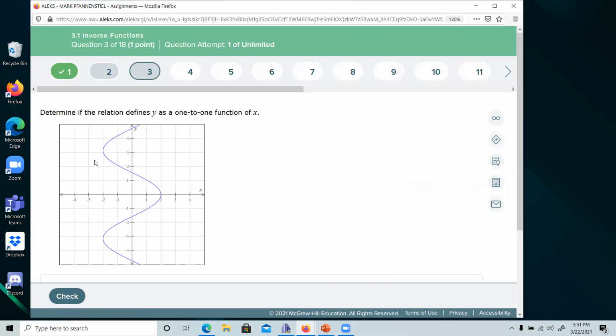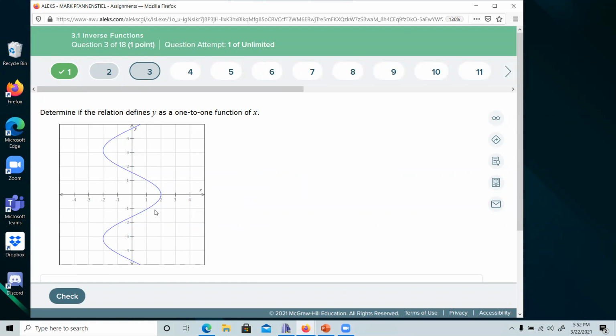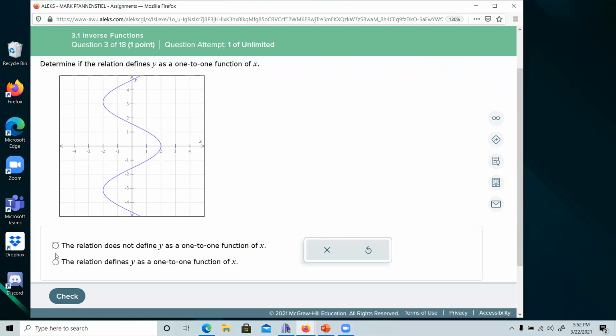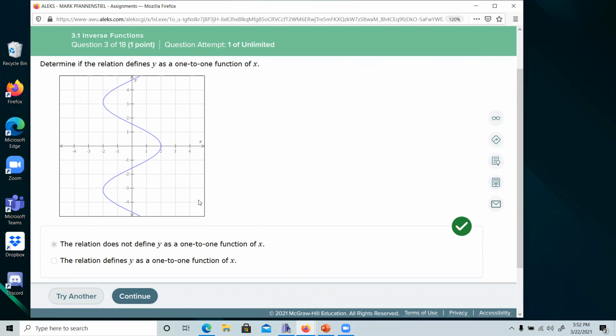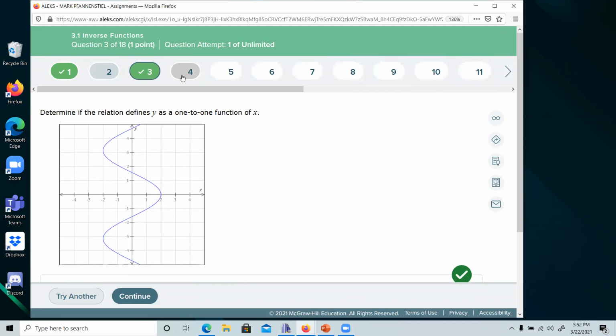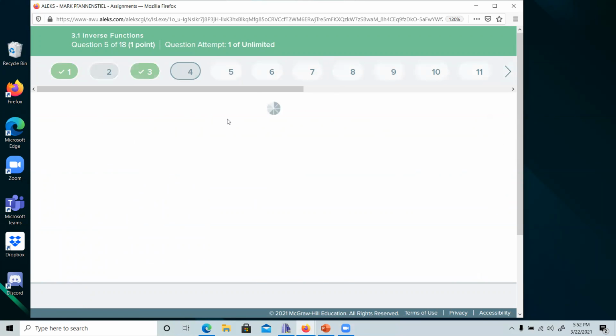Okay, I want to see this one. Determine if the relation defines y as a one-to-one function of x. It's not a function, is it? Because it fails the vertical line test. So I don't like that, because this does not define y as a one-to-one function of x. I mean, it is one-to-one. I wonder what they're going to say. I'm going to say it does not, because it's not a function. Oh, okay. Good. Sometimes you don't know exactly what they're going after, and this one they're testing both definitions for you.